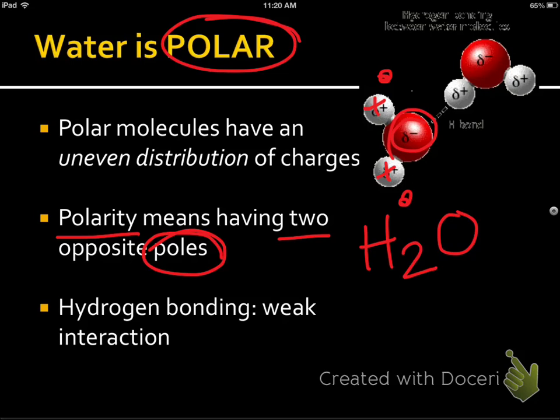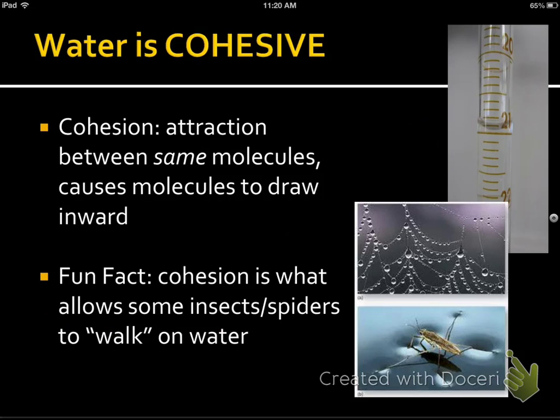All right, and then also there is something called hydrogen bonding between water molecules. So if you look right here, it says H bond. It's these little dots that bond this hydrogen to this oxygen. It's a very weak interaction, which means it can be easily broken, which is also why water has some of these other properties. So it's cohesive.